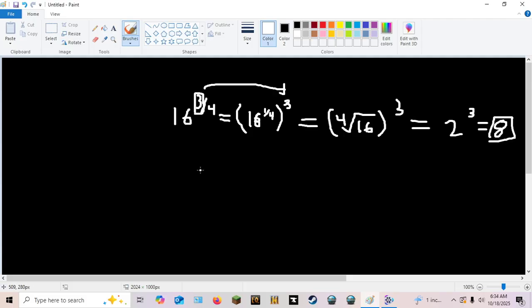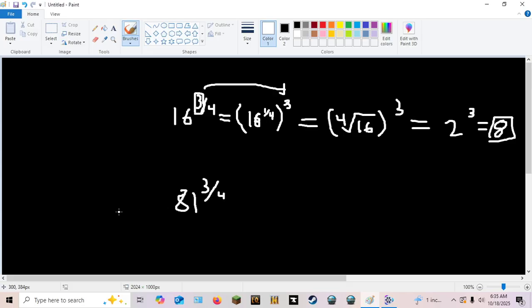Let's go try another example. Let's go try 32 raised to the 2/4. Let's go try another one. What is 81 raised to the 3/4?